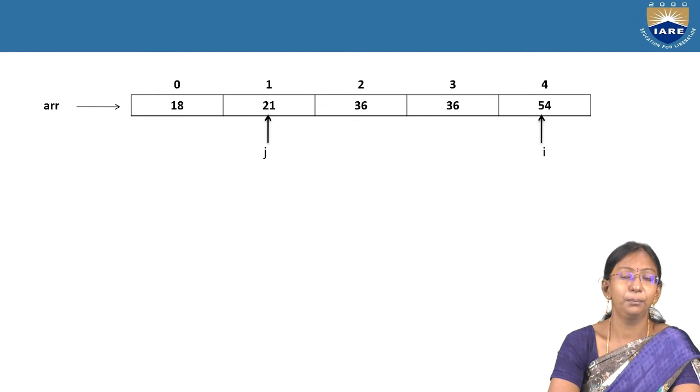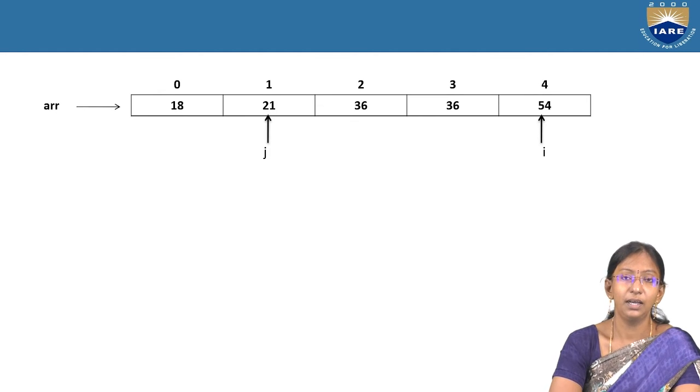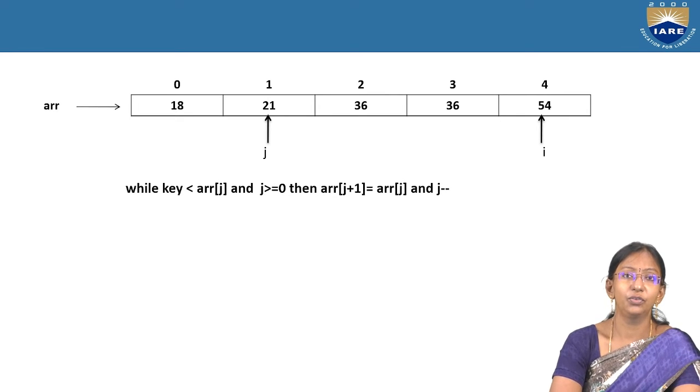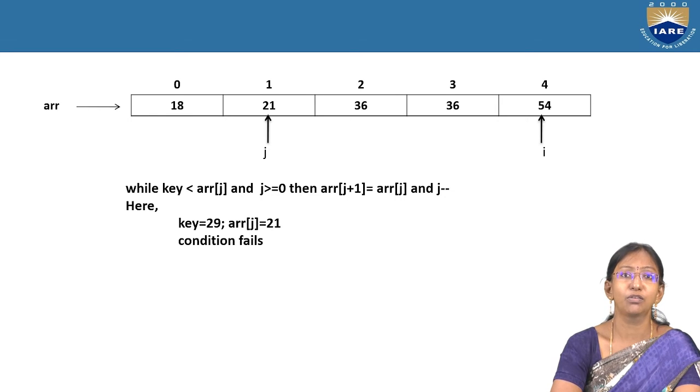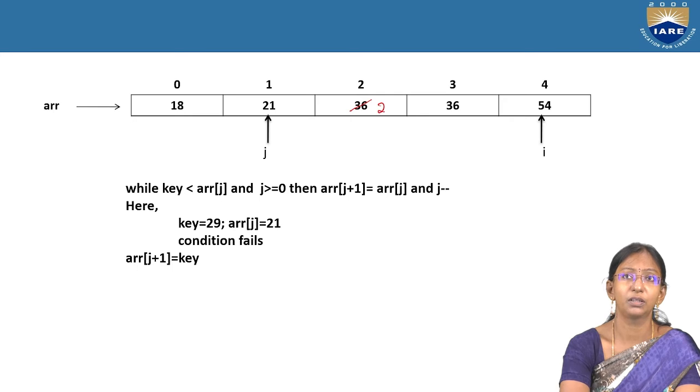Again, compare between the element key and the element pointed by j. So key is 29 and j is pointing to element 21. Is key less than 21? The condition fails. 29 is not less than 21. So as the condition fails, copy the key value in j plus 1th location. What is the key value? 29. Copy in j plus 1. That means at index value 2 you are going to copy it, right?